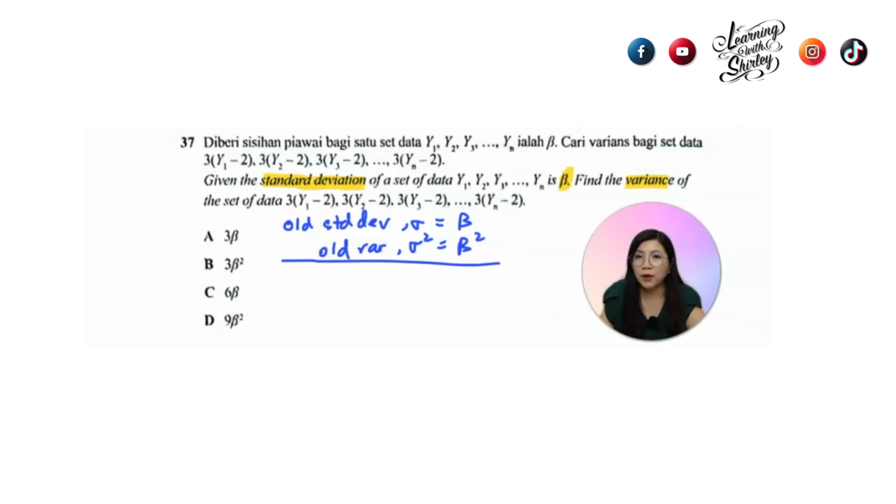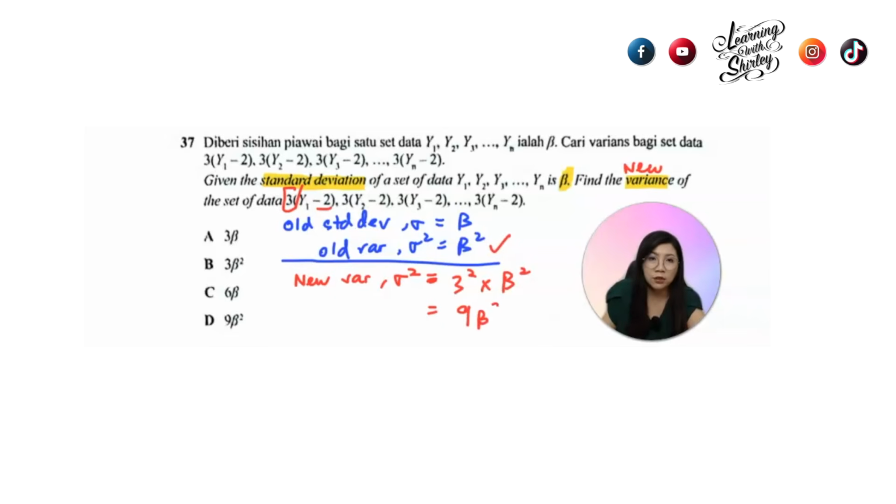Now they're asking you to find a new variance for this set of data. They added the 3 here and they added a -2 inside the bracket here. For plus and minus, it doesn't affect the new variance, but the 3 there will affect it. So in order to find the new variance, you have to use this 3 and remember to square it. Then you times it with the old variance, which is beta square. So 3 square is 9 and then beta square. So that is the answer. Let's look at A, B, C, D. So the answer is D.